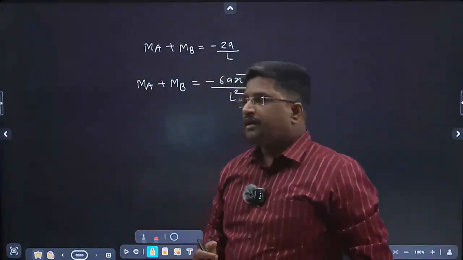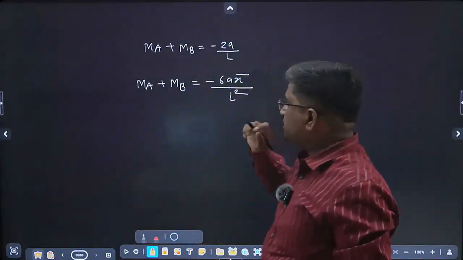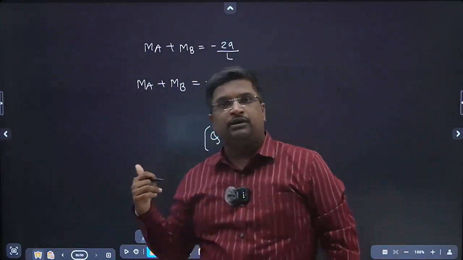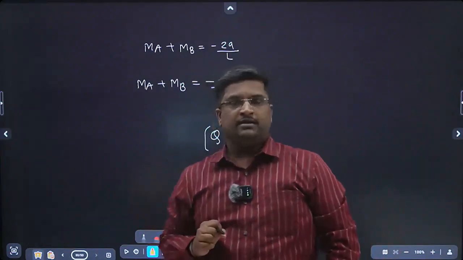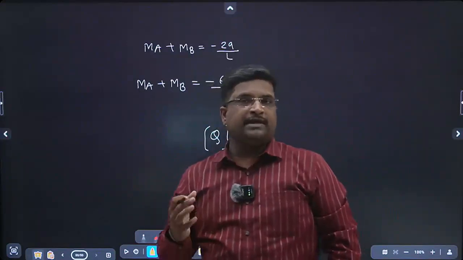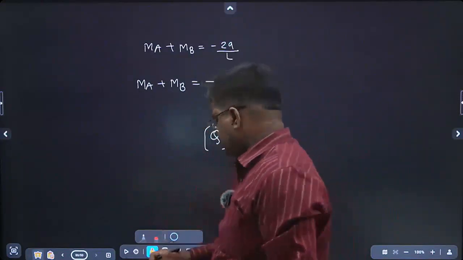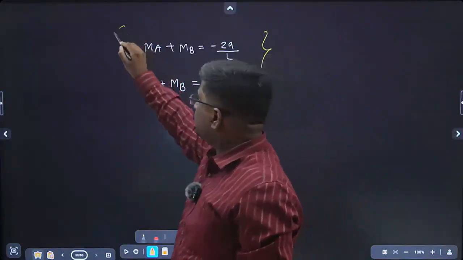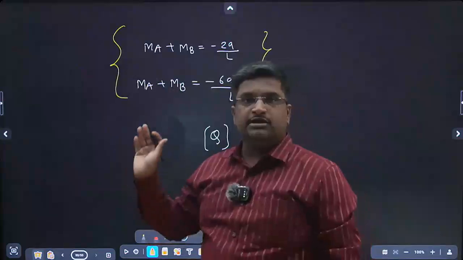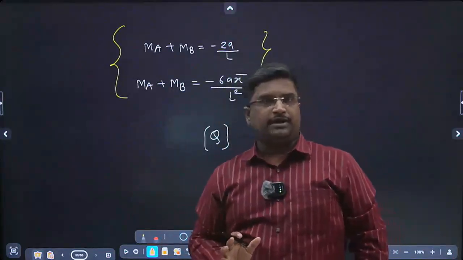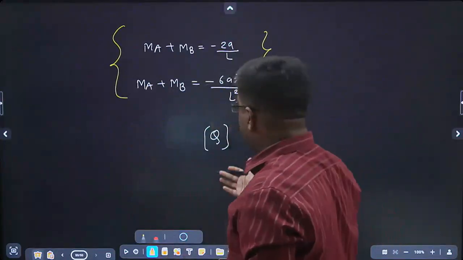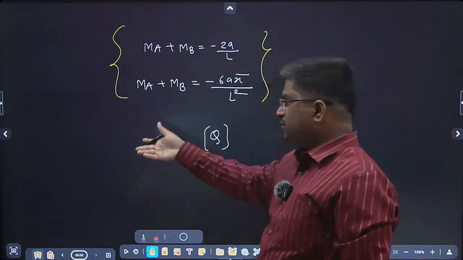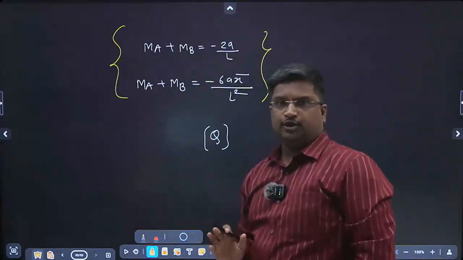And by using this first principle equation, if in the question they have mentioned that find out the fixed end moments by using first principle equation, then compulsory you have to use these equations. If not mentioned, then the process we have used in the previous problem, that you have to adopt.